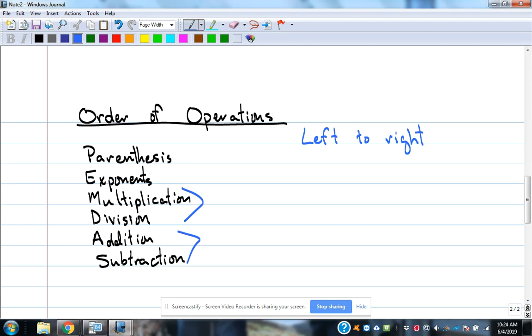They don't have to be done multiplication first and then go back and do division. You shouldn't do it that way. That's where folks get those problems wrong.